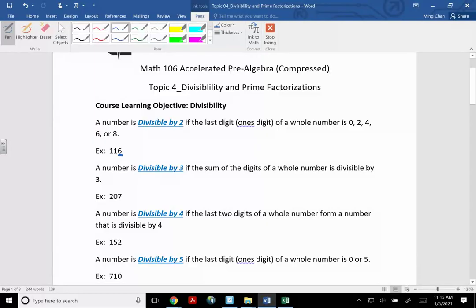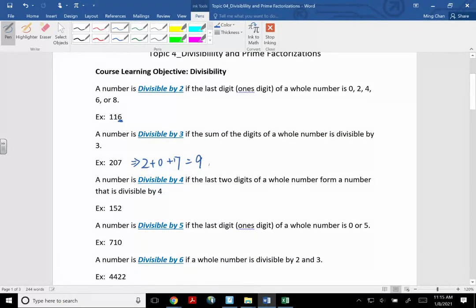A number is divisible by 3 if the sum of the digits of a whole number is divisible by 3. So here's my number, 207. The sum of the digits, that means I add all three numbers together, gives me a 9. So 9 is divisible by 3, which means 3 can actually go into 207. These are rules that help us recognize what number I can use to divide these numbers with.